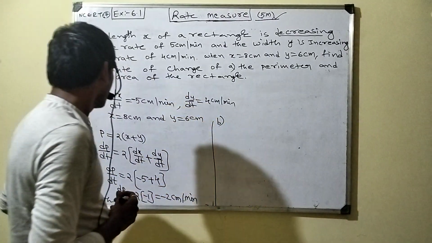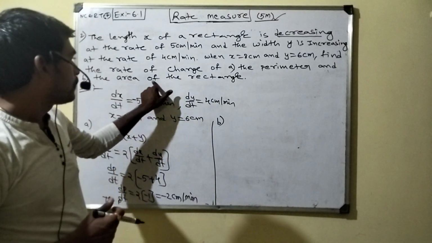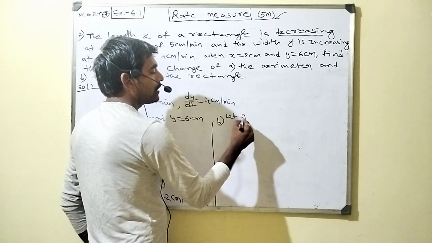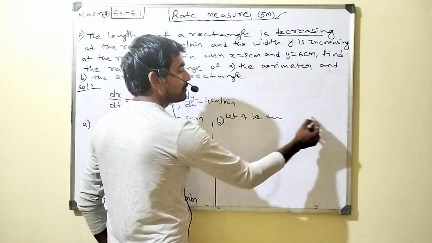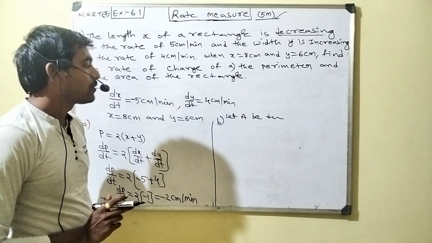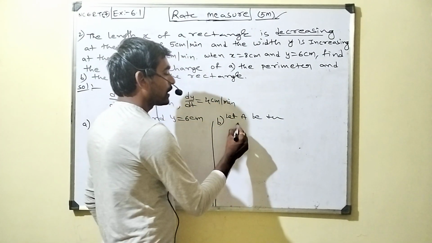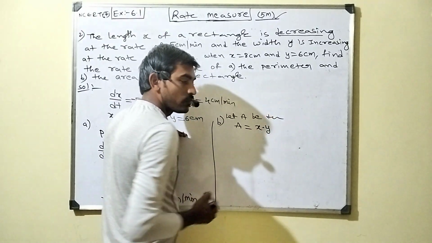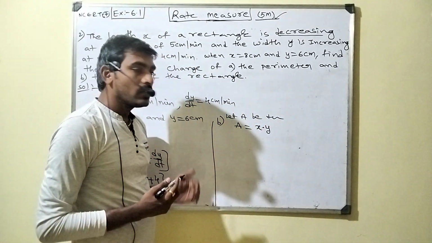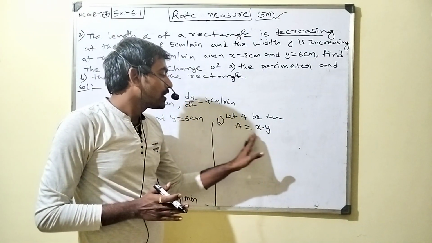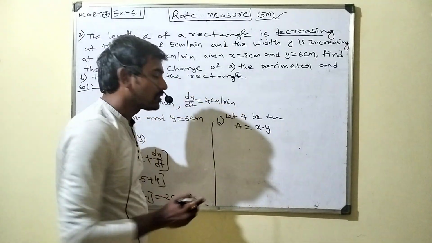What is the B question? In B they are asking you to find the area of the rectangle. So let A be the area of the rectangle at the time t. Now tell me, what is the formula for the area of the rectangle? Area A is equal to x into y. Now let me do the differentiation with respect to time, differentiating on both sides with respect to time.